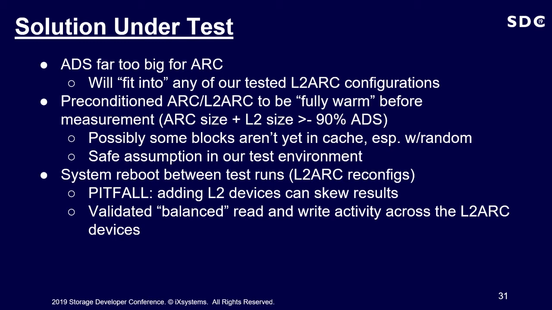And we're doing some preconditioning here to make sure that this is fully warm before we take our measurements. One of my acceptance criteria to move on with the measurement period is that the ARC size plus what has been fed to L2ARC is greater than or equal to 90% of the active data set size. This is a pretty safe assumption in my environment because this is my system and I'm the only one running workload against it. If you're on a mixed use system, some of that data in L2ARC is not going to be your data. So this is a clean room metric. Possibly some blocks won't be there yet, especially with random, and we'll see that.